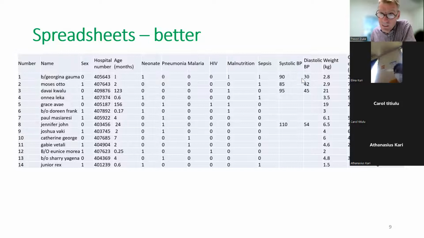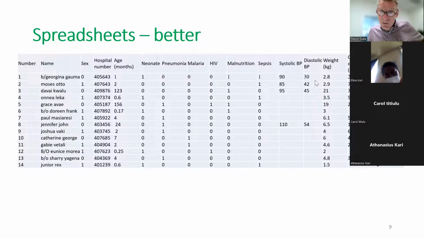Here, as I said, you can't analyze something that's got a number over another number in the spreadsheet. It has to be just a single number. So systolic blood pressure, diastolic blood pressure. The weight, again, is in kilograms, but to 1 decimal place in most cases, right? And the cough duration in days.